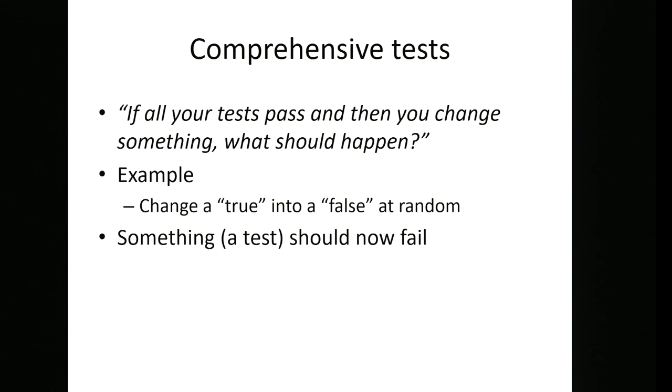If you go into your code, change a true into a false, or a 0 to a 1, or a string to a float, then if you rerun your tests, something should fail. And believe me, you'd be surprised how many times a test doesn't fail. So if nothing fails at that point, then you're missing a test. If you can go into your code and randomly make changes, and the tests still pass, then you don't have as comprehensive test coverage as maybe you thought you did.